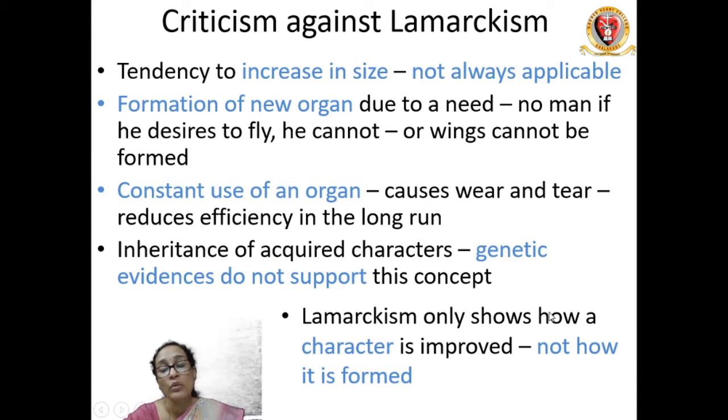So inheritance of acquired characters, when you look at it from a genetic perspective, is not possible. An adult animal, if it has any modifications in its phenotype, cannot pass on that modification to its offspring. So Lamarckism also only shows how a character can be improved. For example, the neck is there, it can only become longer. But how did that neck come about? So how a character is formed could not be explained by Lamarck.